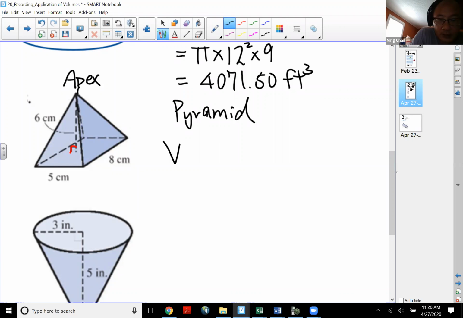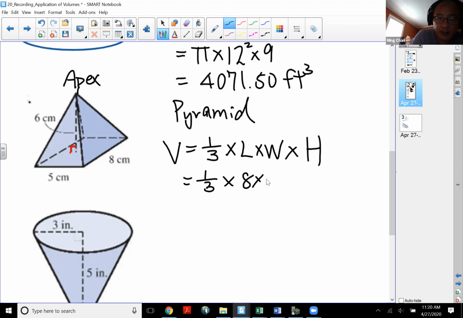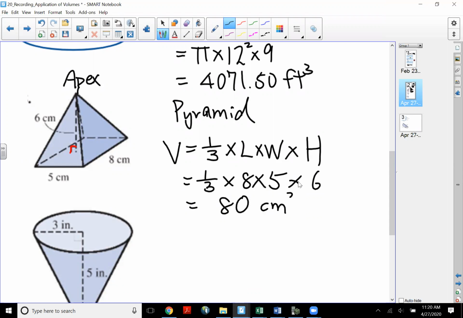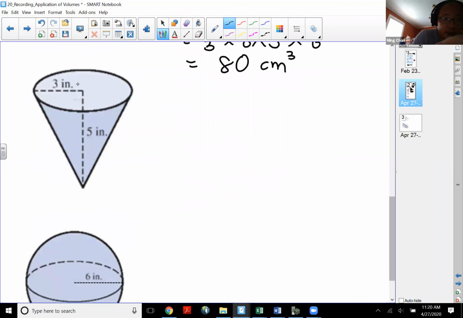To find the volume of a pyramid, there's always a 1/3 in front of it. Then we write out the area of the rectangle base, which is length times width, then times the height, which is 6. So here I'm going to say 1/3 times the length, 8, the width is 5 centimeters, times the height 6. That will give me about 80 cubic centimeters.